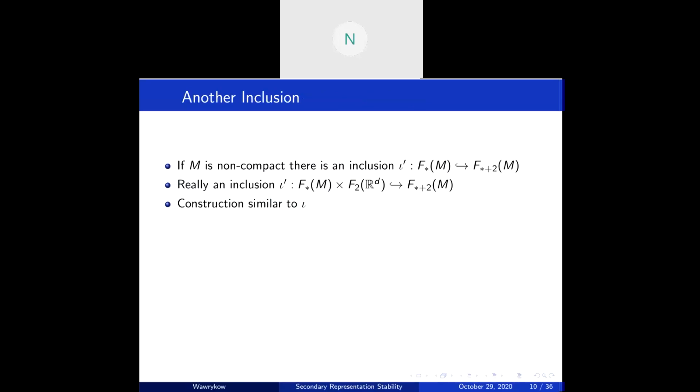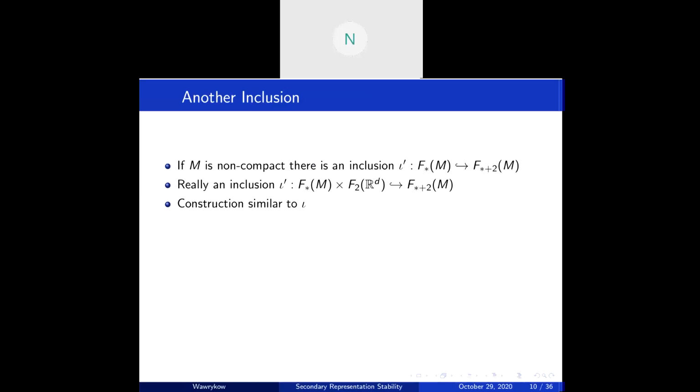Okay, so another inclusion. Just like we included 1 point, there's really no problem including 2 points. And so this inclusion map, as I stated in the picture here, is really more of an inclusion of n points on M and 2 points on R^D, where D is the dimension of M, into the ordered configuration space of n plus 2 points on M.